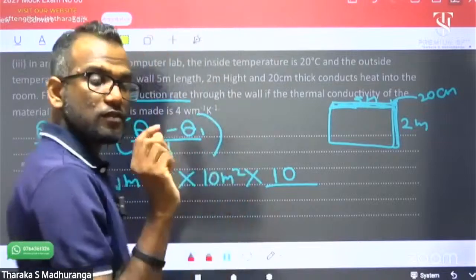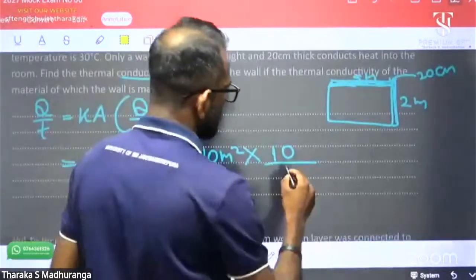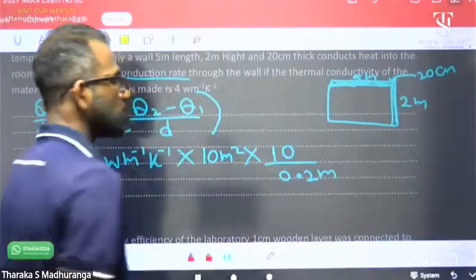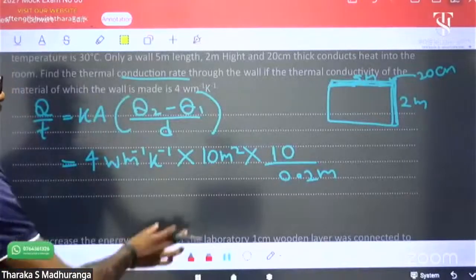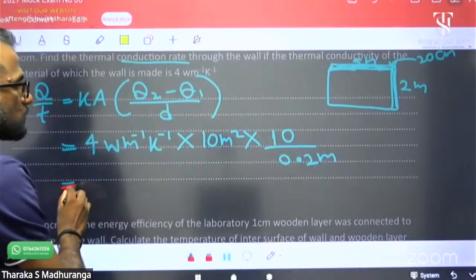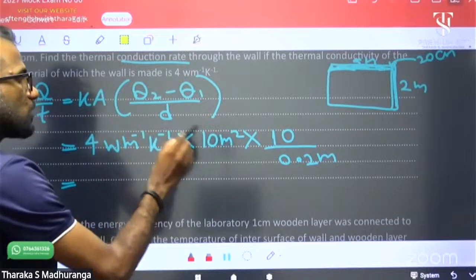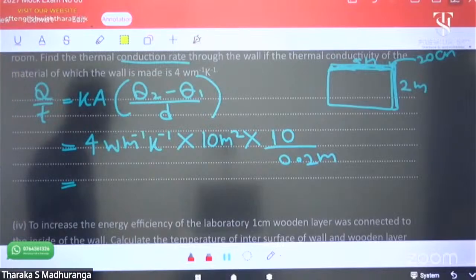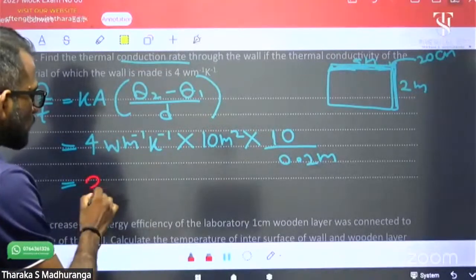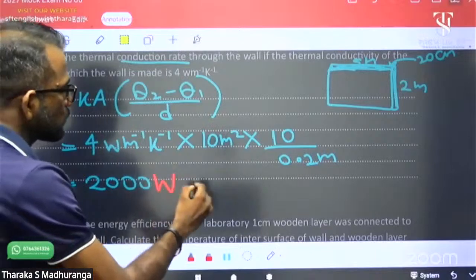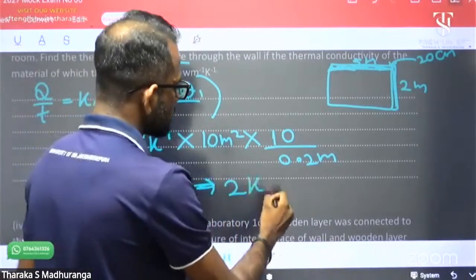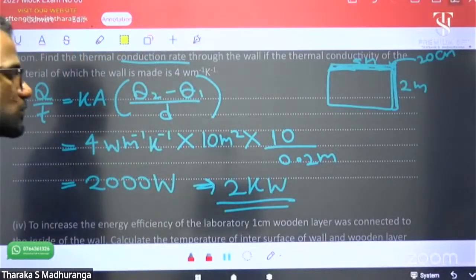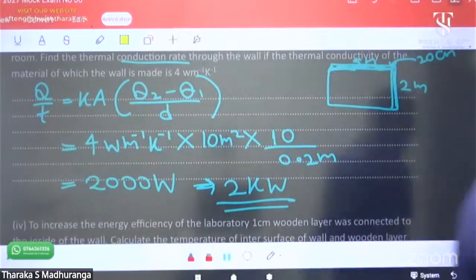What's the distance? 20 centimeter. Then 20 centimeters means 0.2 meters. You have to convert into meters. Right? Now you can solve this. 4 into 10, 40. 40 into 10, 400. 400 over 0.2, it is 2000 watt. 2000 watt means 2 kilowatt.